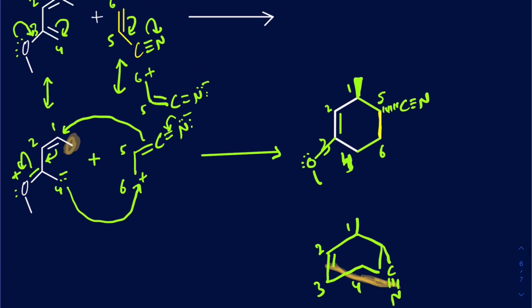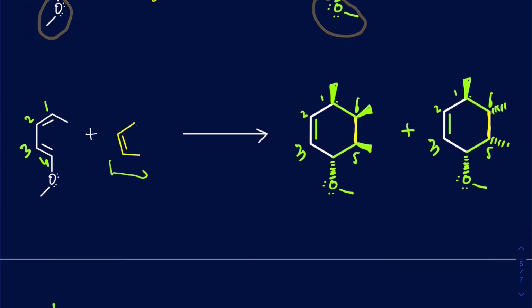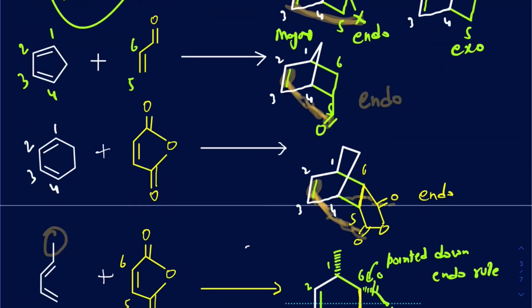So here we have to worry about the stereochemistry. We have to worry about the selectivity. So you will see some questions where you have to worry about both, and some questions where you may have to just worry about one, either the stereochemistry or the selectivity. So this is how you're going to be doing all these Diels-Alder reactions.